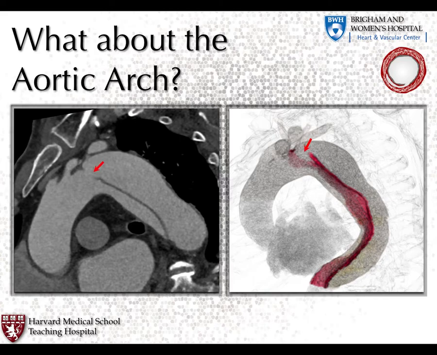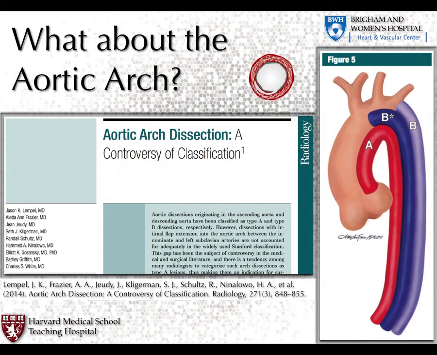So what about the arch in this confusion that the Stanford group left us with? Well, there was a paper that came out in 2014 that subclassifies type B into type B and type B with arch involvement. The problem with type Bs is that there isn't a huge bank of data of outcomes, patients having surgery versus medical management, isolated type Bs. That's the problem. So they really don't know what to do.